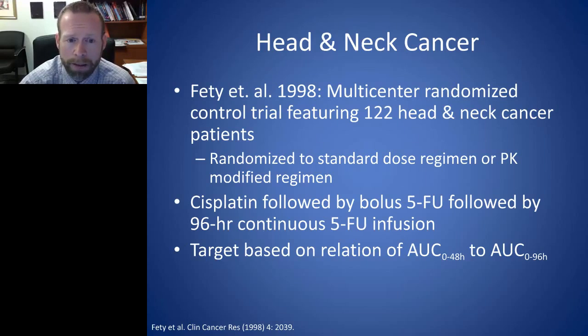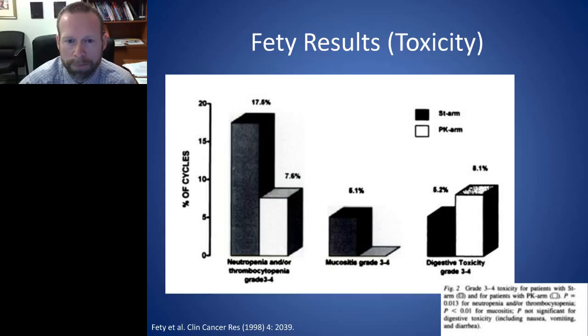In this study, the patients received cisplatin, followed by a bolus of 5-fluorouracil, and then a 96-hour continuous 5-fluorouracil infusion. So this is before the FOLFOX regimens, or at least this one didn't use FOLFOX. It focused on the 5-fluorouracil administration. Then they developed area under the curve targets, or drug exposure targets, based on the relationship of area under the curve for 0 to 48 hours and the area under the curve for 0 to 96 hours. So they did a pharmacokinetic assessment, and they established these targets.